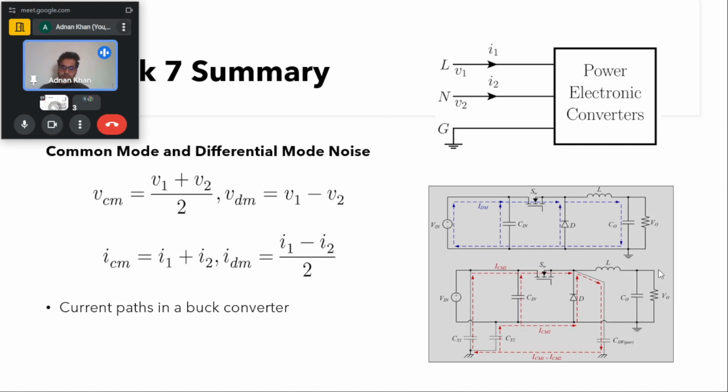But as we had seen, with respect to line or the neutral, there will be another path. This converter is usually enclosed in an enclosure, which is usually grounded. And because of that, this line and neutral will be at some potential with respect to that ground, and there will be certain capacitance that gets formed.